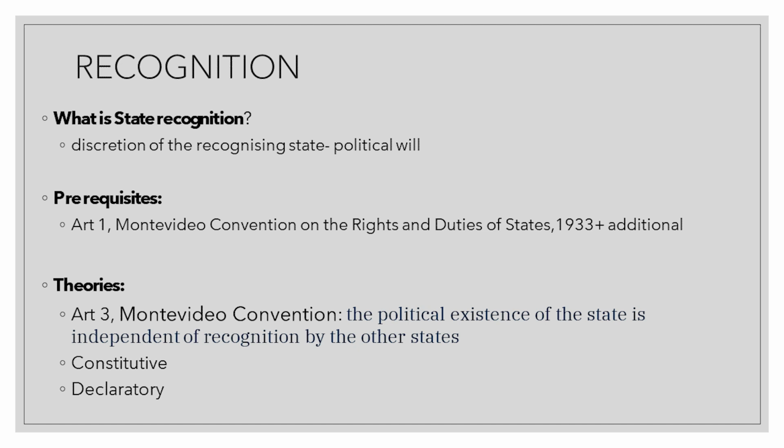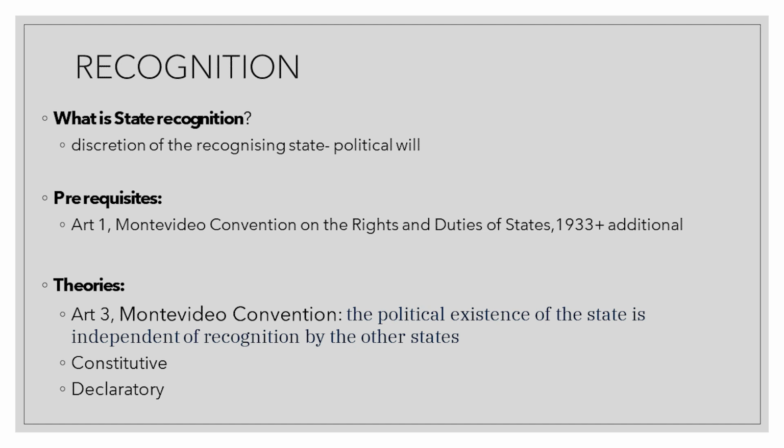So, if we now see Article 3 of the Montevideo Convention, which says the political existence of the state is independent of recognition by the other states, it actually embodies the declaratory theory on recognition. Right? Political existence of a new state is independent of recognition by the other recognizing states.